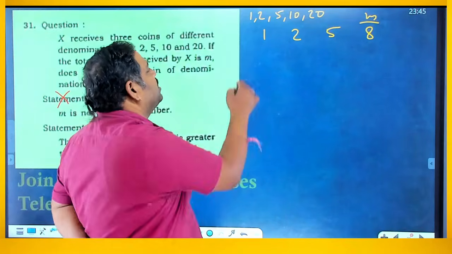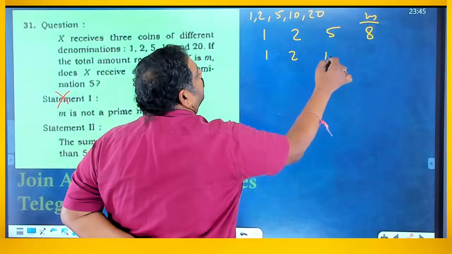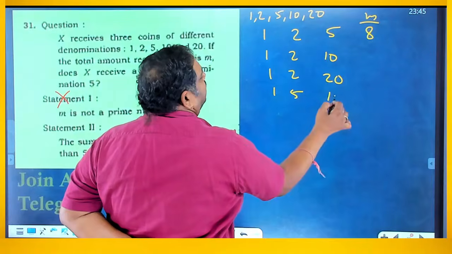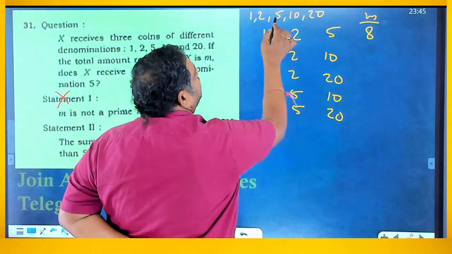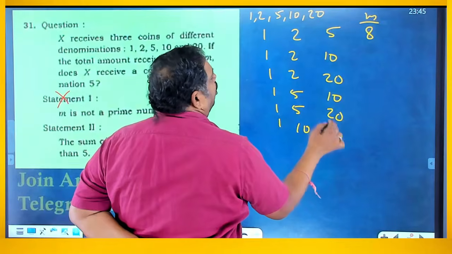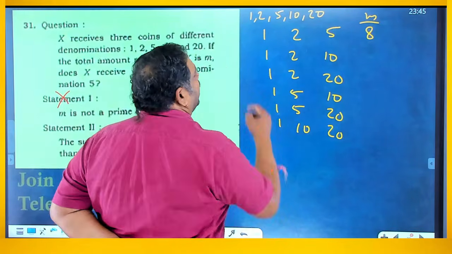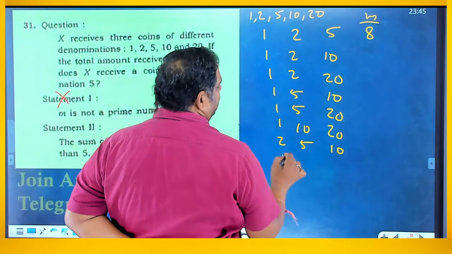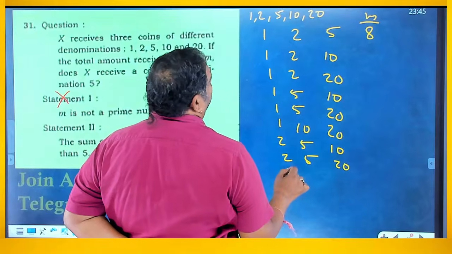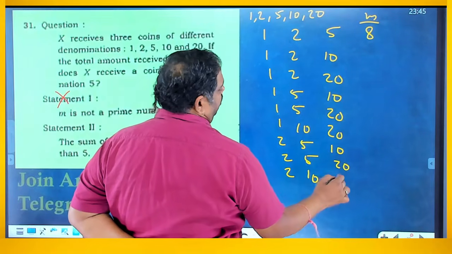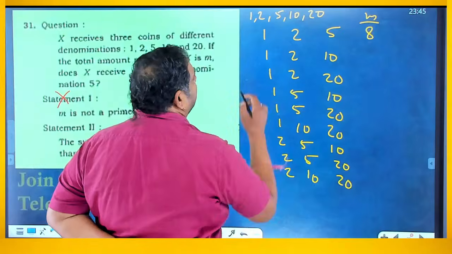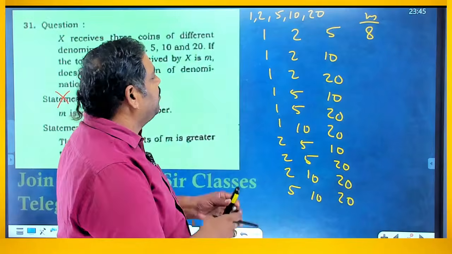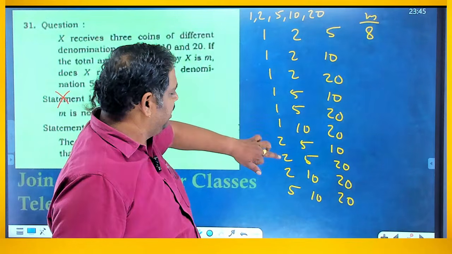Observe. First, I have gone with 1, 2, 5; 1, 2, 10; 1, 2, 20. 1 fixed, 2 changed to 5: 1, 5, 10; 1, 5, 20. 5 changed to 10: 1, 10, 20. All the possibilities with 1 as the first one are completed, that is 6. Now 2 as the first one: 2, 5, 10; 2, 5, 20; 2, 10, 20. That is 3 cases. The other one is 5, 10, 20. This is the total of 10 cases. Verify: 1, 2, 3, 4, 5, 6, 7, 8, 9, 10.